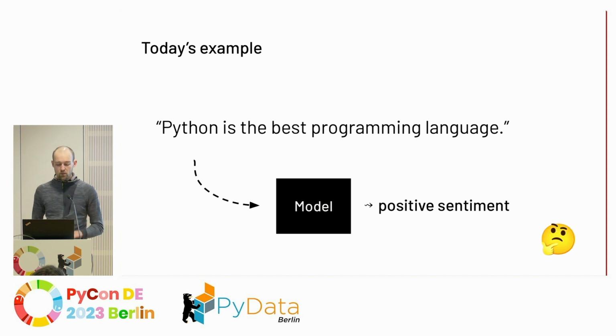The example we'll be working with is not going to be an image, but a sentence. We will use a kind of sentiment analysis model, and we'll use a sentence which is "Python is the best programming language," to which this model assigns a positive sentiment. And using this example, we will start to understand how anchors can be computed for that sentence.